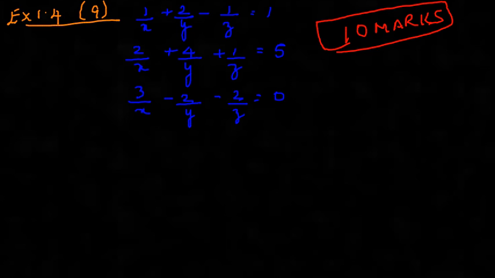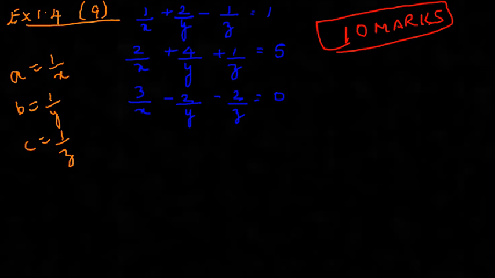Whenever you have to solve linear equations which have 1 by x, 2 by y, 3 by z or something like that, where you have the x, y, z in denominators, the best thing would be to make some very simple assumptions. For example, you say let a is equal to 1 by x, b is equal to 1 by y, c is equal to 1 by z. By doing this, it becomes easier to solve these equations.